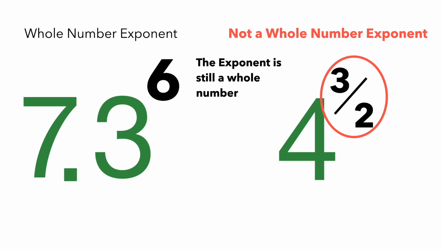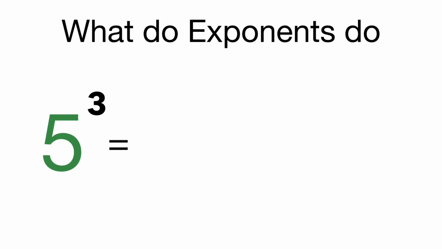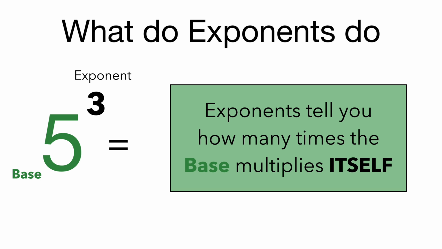So now that we know exponent base format and we know the difference between a whole number exponent and non-whole number exponents, let's jump into what exponents actually do. If we have 5 to the exponent of 3, with 5 as the base and 3 as the exponent, what does this mean? What exponents do is tell you how many times the base multiplies itself. So how many times that 5 would multiply itself. In this case, it would be 3 times.